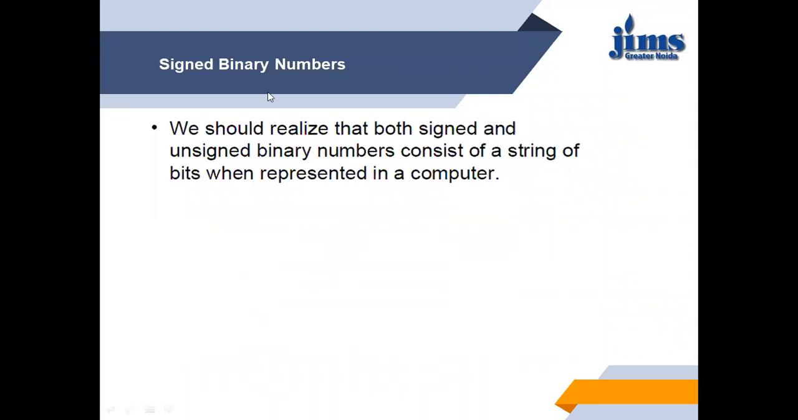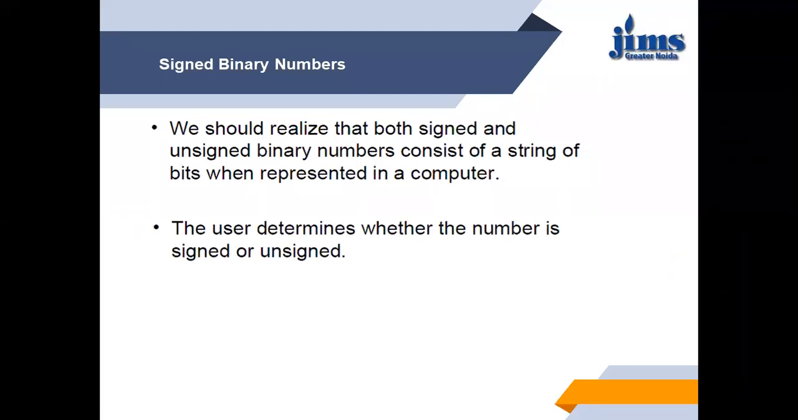Now we should realize that both signed and unsigned binary numbers consist of a string of bits when represented in a computer. Data is always stored in your hard drive, or in your RAM, or in your cache memory, or in your processor. These are called registers. A register is nothing but a sequence of bits where the data is placed. So we need not put a negative or positive sign in the hardware. With the help of zeros and ones, we store the data so that it is directly known to the computer whether it is a positive number or a negative number.